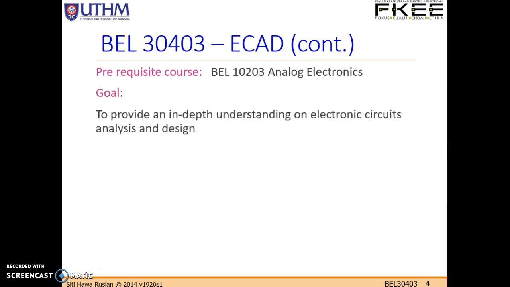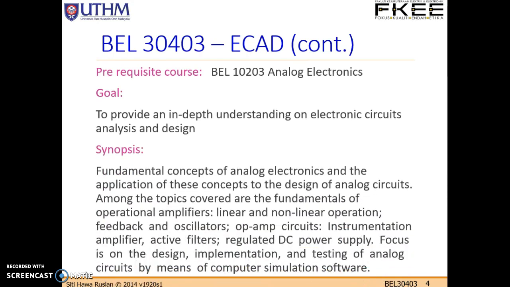In BEL3043 ECAT, you will learn in depth about electronic circuit, how to analyze a given circuit, and how to design an electronic circuit. So basically, you will learn about op-amp in the first chapter, followed by an active filter, and then you learn about the feedback, positive and negative feedback, and then oscillator, and lastly a regulated DC power supply.